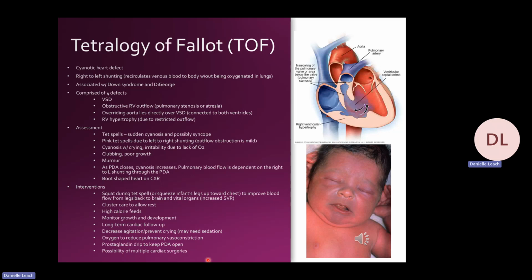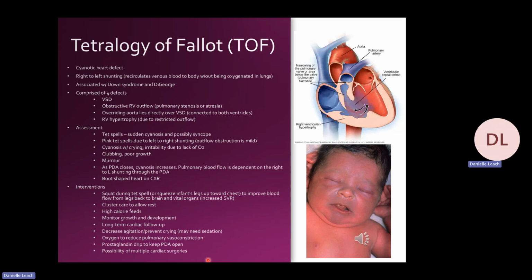So with tetralogy of Fallot, with this disorder, we have right to left shunting. And the previous ones that we talked about, we had left to right shunting. So what this means is it's exactly the opposite of what we talked about before. So what happens is we're actually recirculating venous blood to the body without it being oxygenated in the lungs first. So basically, blood is going from the right side of the heart to the left side of the heart. This disorder is associated with a couple of different syndromes, especially Down syndrome and DiGeorge syndrome, which is another syndrome we haven't talked about and you don't need to necessarily know about.